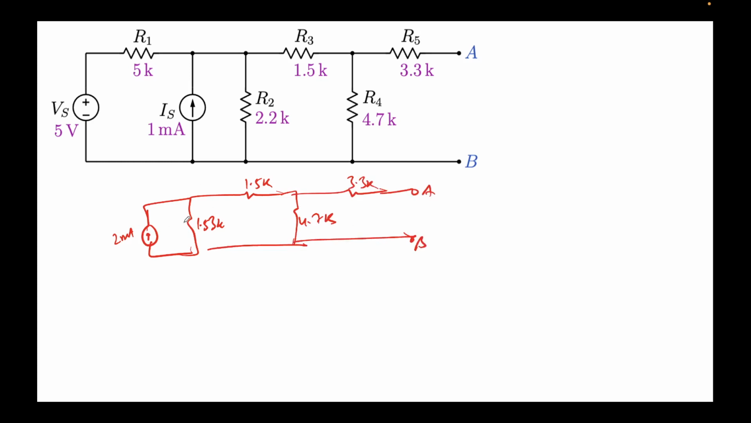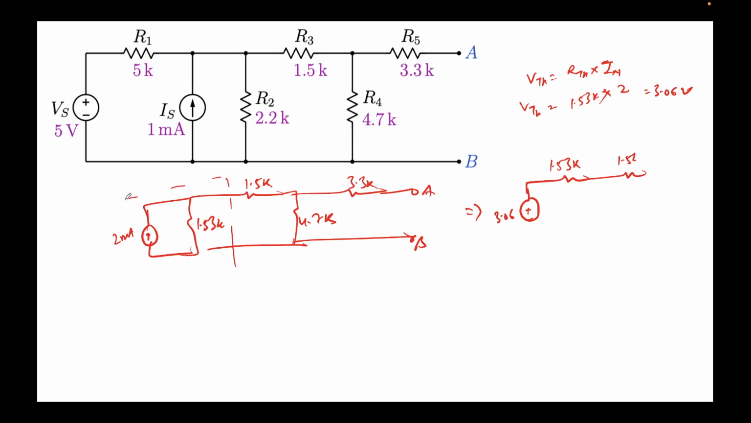So I told you, let's convert this back to the voltage form. We know that VTH equal to RTH times IN, the Norton. So Norton here is 2 milliamps, RTH is 1.53K, so VTH will come out to be 3.06 volts. So let me draw that now. This will become 3.06 volts, and this is 1.53K and 1.5K. Note that I have considered only this part. Please note that. This is what I am drawing over here. Alright, the bottom doesn't change. This is 4.7 and this is again 3.3K, and A and B remain the same, right?